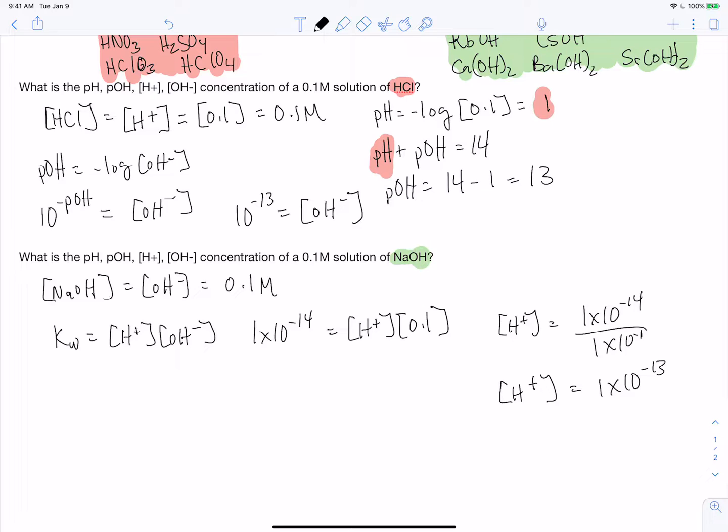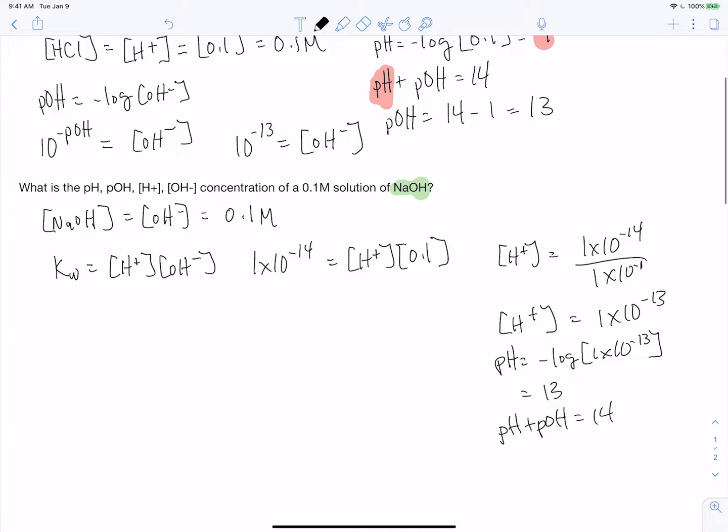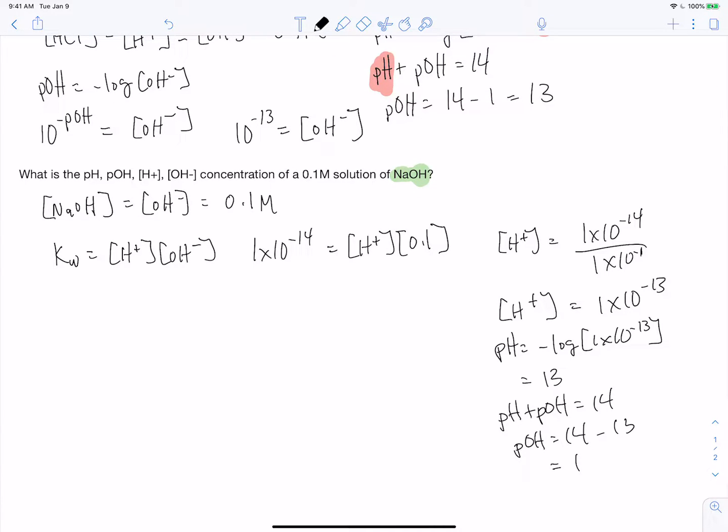And then from there we can calculate the pH by just taking the negative log of 1 times 10 to the minus 13th. So that ends up equaling 13. And then the pOH we can calculate this way, and just say, okay, well, we know the pOH is going to be equal to 14 minus 13, which is equal to 1. So we could have done this a different way.